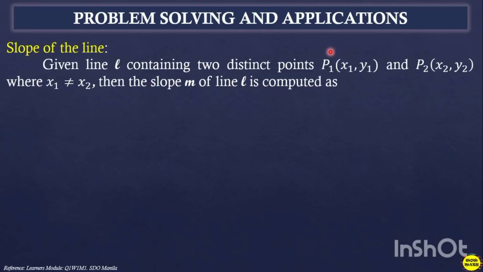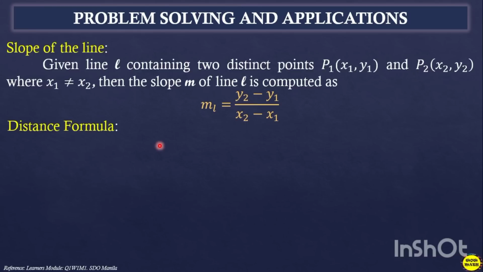Given line L containing two distinct points, let's say the P sub 1, that is x sub 1 and y sub 1, and our P sub 2, x sub 2 and y sub 2. This is the first point and second point. Where x sub 1 is not equal to x sub 2, then the slope, or denoted by m, of line L is computed as, so kung kukunin natin yung slope of the line, ito yung gagamitin natin formula. So y sub 2 minus y sub 1 over x sub 2 minus x sub 1.